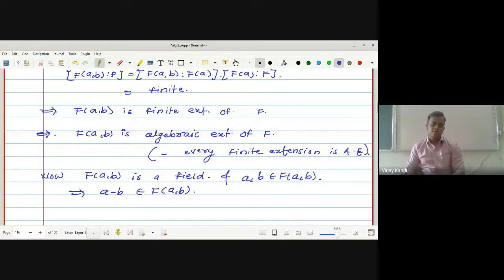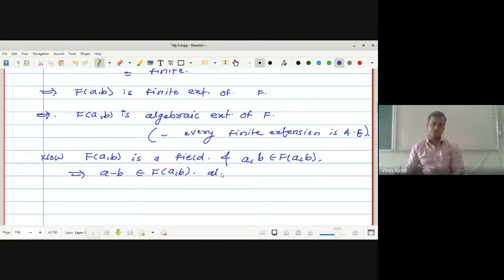Any doubt? F(a,b) is an algebraic extension of F. So every element of it is algebraic over F. Now a minus b belongs to this field, F(a,b). This implies a minus b is algebraic over F. Any doubt?